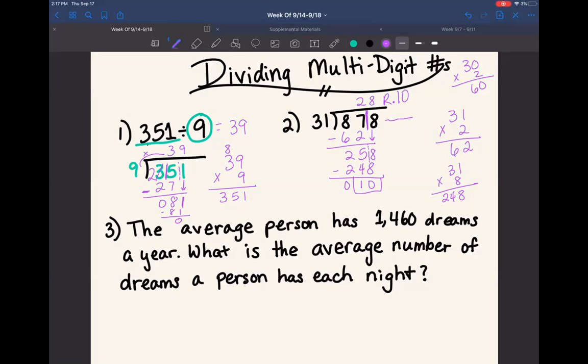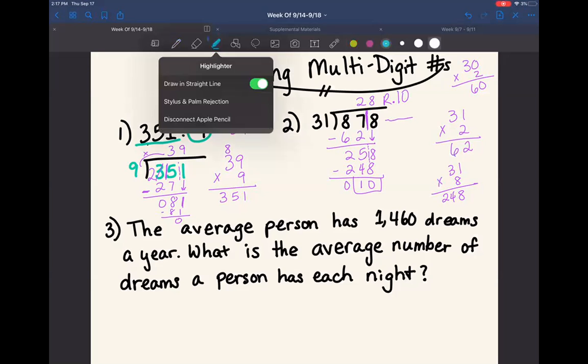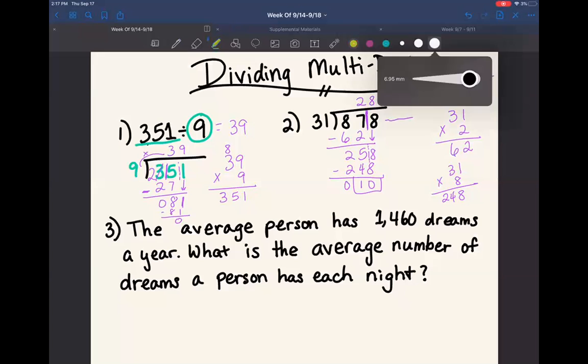So we're going to do the next question. And I'm going to get my highlighter ready. Why? Because it is a word problem. And now, give me 1 second, please.